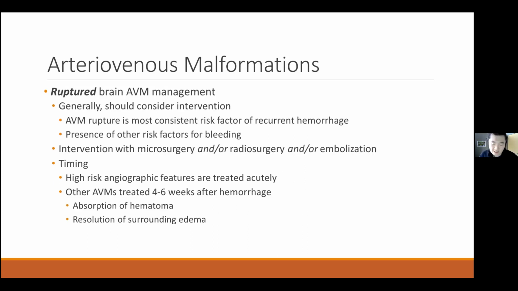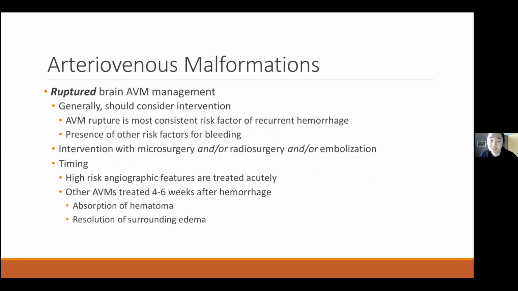So let's jump into management, starting with ruptured brain AVMs that have already bled. Generally speaking, the recommendation is to consider intervention options at this point. And this is based on a plethora of observational data that shows that a prior rupture is the most consistent risk factor for recurrent hemorrhage.